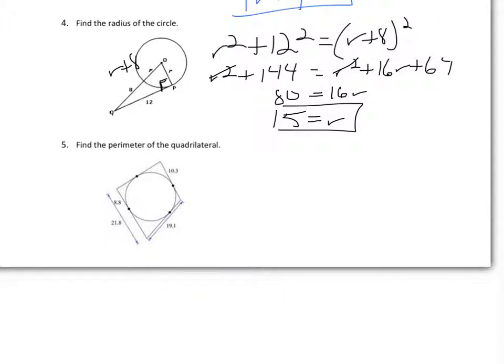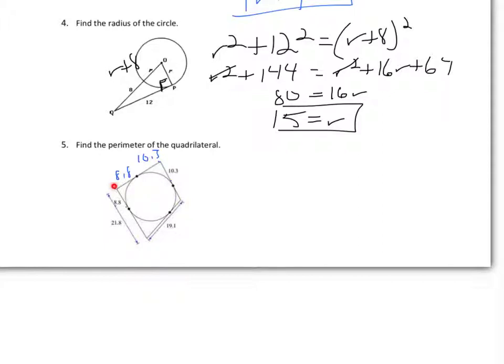And lastly, we're going to find the perimeter of this quadrilateral. In order to do that, we have to notice that we've got two tangents drawn from each of these points, which tells us that these two segments have to be congruent for all of these. So right here, 10.3 goes from here to here, so that means 10.3 is also going to be right there. 8.8 comes from here to here, so this one's also going to be 8.8.